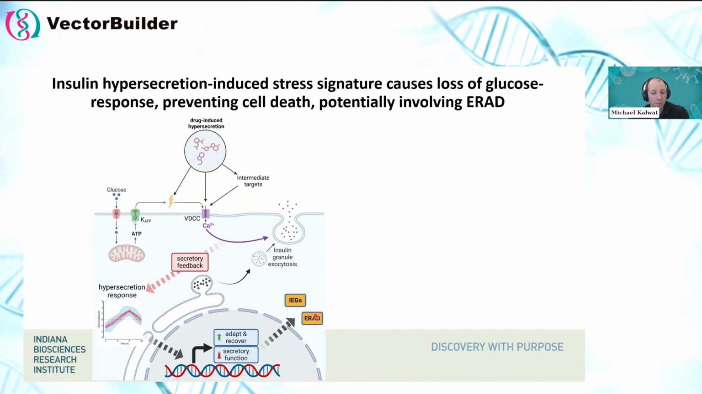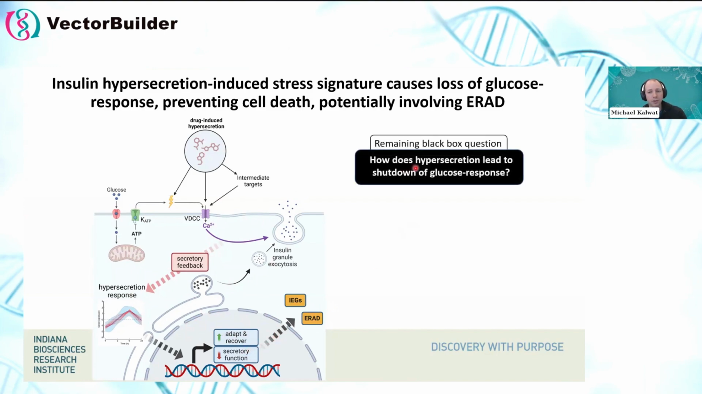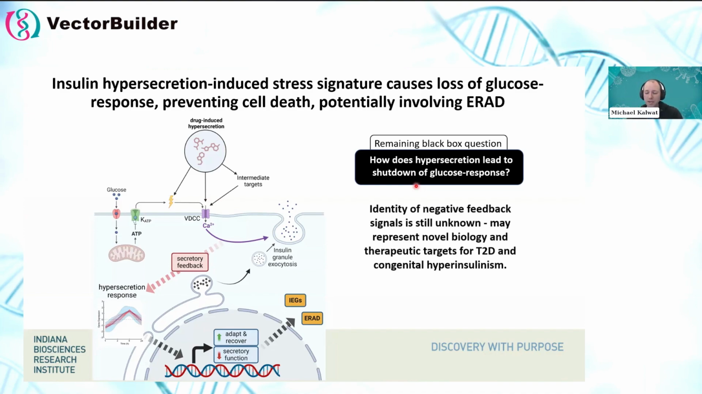And eRAD might be one pathway that is altered in this response and also altered in type 2 diabetes that might help the cells adapt. And if it becomes dysfunctional, maybe it is playing a maladaptive role. So there's still a remaining black box question, which is how does hypersecretion lead to the shutdown of this response? We still didn't figure that out. And it's possible that if we could identify this negative feedback signal, that could represent a new therapeutic target, not only for diabetes, but maybe also for that rare disease I mentioned, congenital hyperinsulinism.